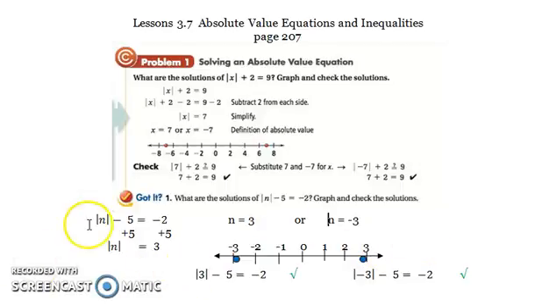If we put 3 into the original equation, we get 3 minus 5 is negative 2. If we put negative 3 in there, the absolute value of that is 3. Minus 5 is still negative 2.